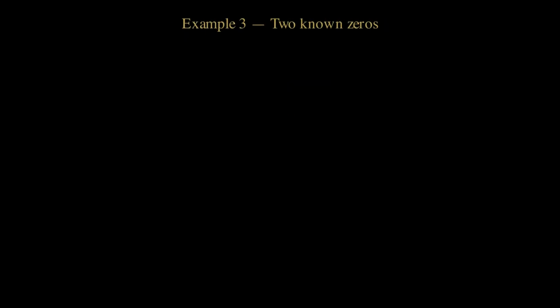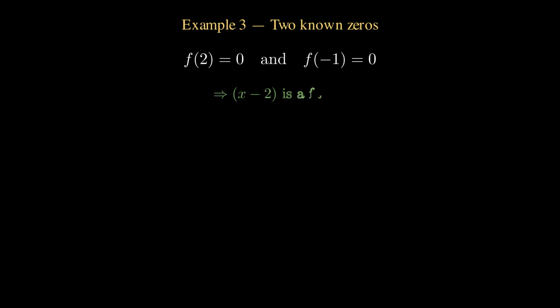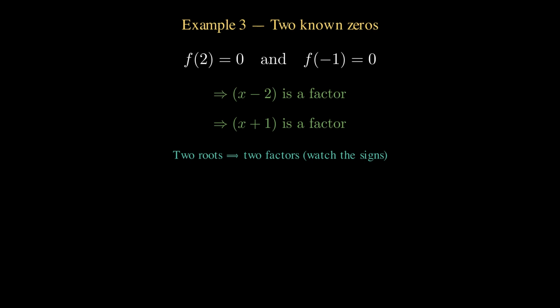Example 3, harder reasoning. Suppose f of 2 equals 0 and f of negative 1 equals 0. By the factor theorem, x minus 2 is a factor because plugging in 2 gives 0. And x plus 1 is a factor because plugging in negative 1 gives 0. Remember, x minus negative 1. So you immediately know 2 linear factors without touching polynomial long division. Those factors correspond to x-intercepts on the graph, which is another way the SAT tests the same idea.